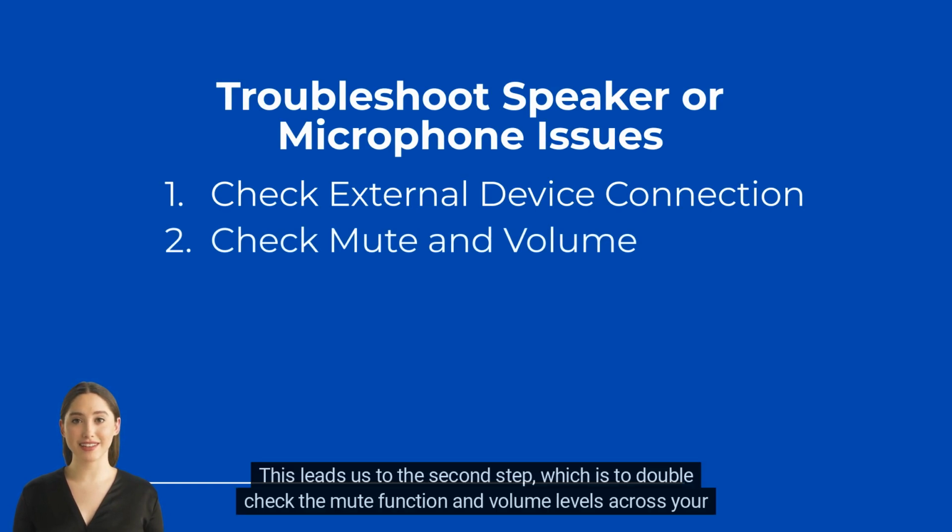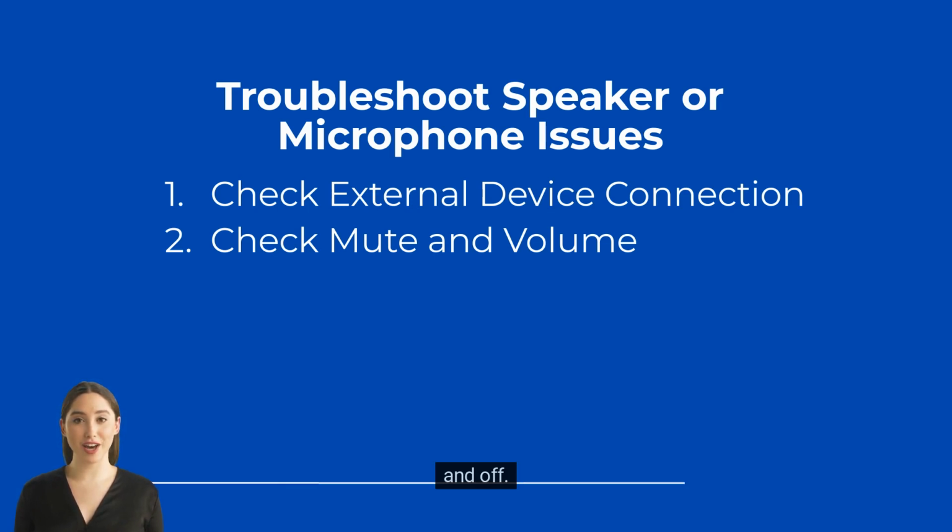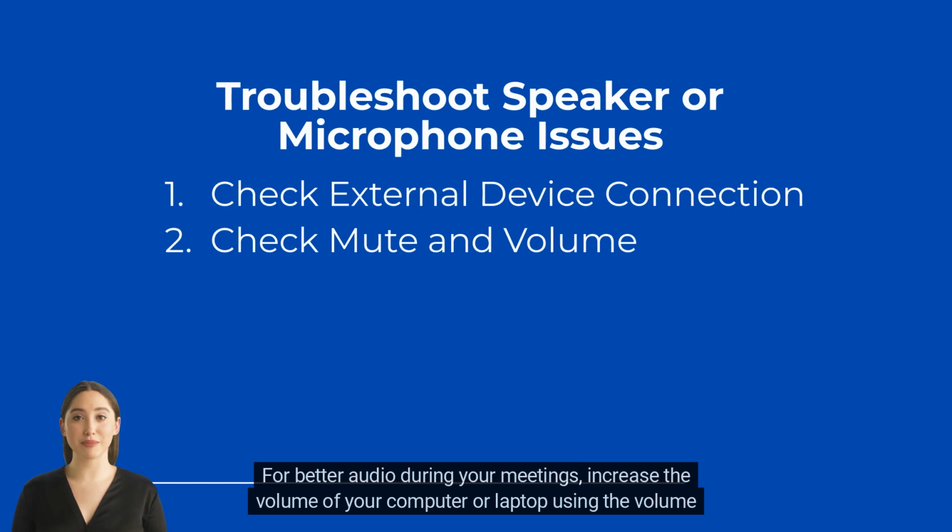This leads us to the second step, which is to double-check the mute function and volume levels across your devices. Please note that some external microphones or headphones have a physical mute button that can be switched on and off. For better audio during your meetings, increase the volume of your computer or laptop using the volume buttons.